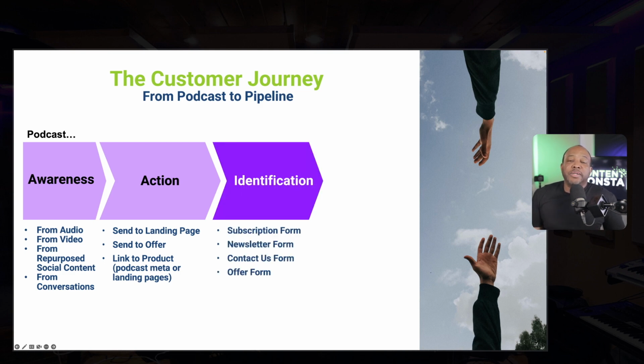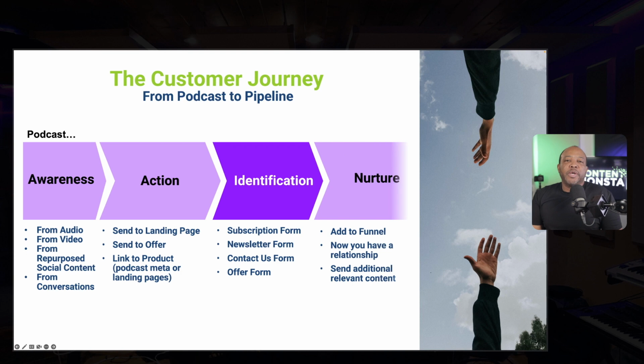And then the goal is to identify. The term conversion means different things for sales and marketing, but from the marketing standpoint, it means taking someone from being an unknown listener to a known listener. So that's why you want to have your subscription forms, your newsletter forms, your contact us forms, any form to allow you to identify who your listeners are. And next, once you know who they are, you want to nurture them. You want to add them to the funnel.